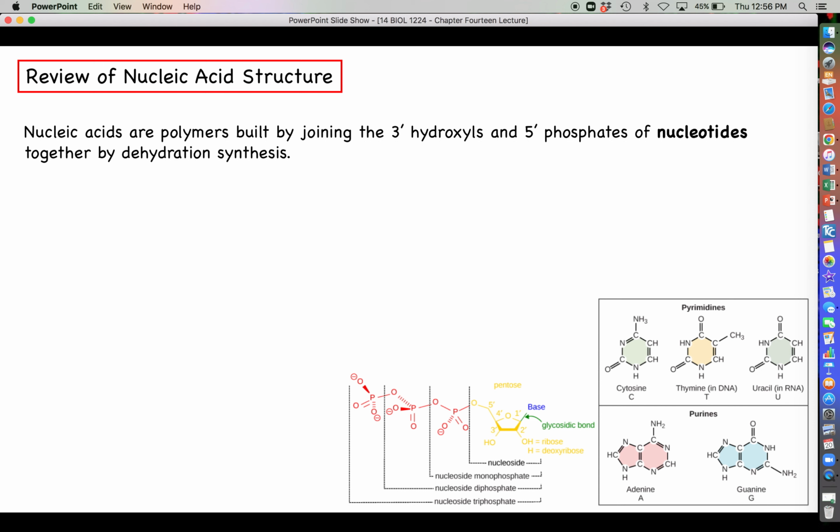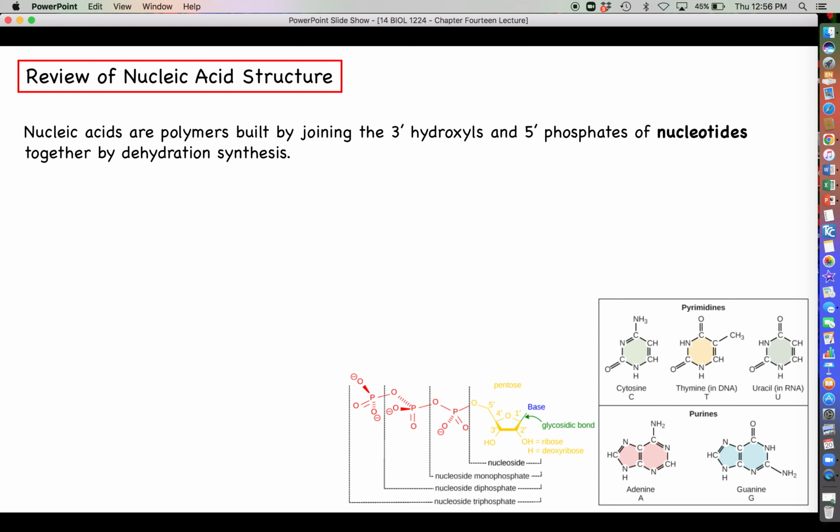So, nucleic acids are polymers that are built by joining nucleotides together by dehydration synthesis. We do this by taking two nucleotides and forming a phosphodiester bond, that's a covalent bond, between the 3' hydroxyl of one nucleotide and the 5' phosphate of another.